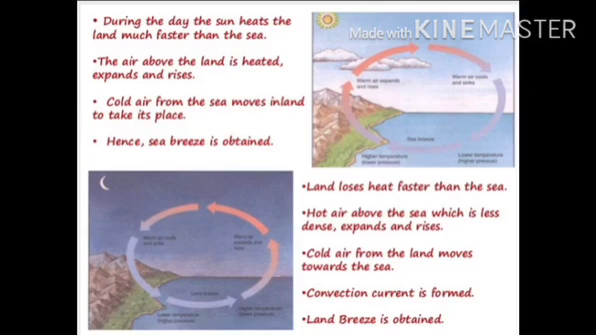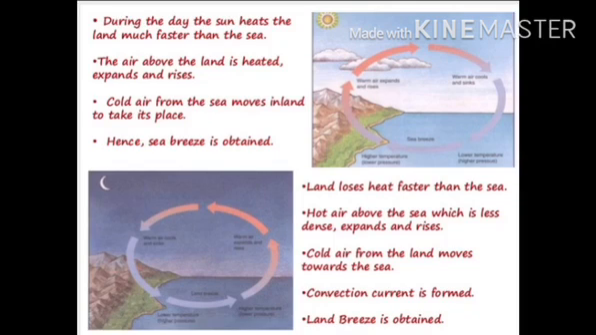See now, this is an example of convection. During the day, the sun heats the land much faster than the sea. The air above the land is heated, expands and rises. Cold air from the sea moves inland to take its place. Hence, a sea breeze is obtained. So this is an example of convection. First is the sea breeze. Now the second.